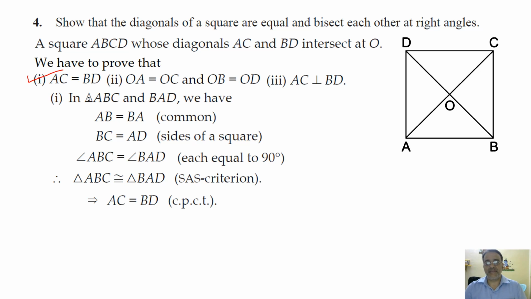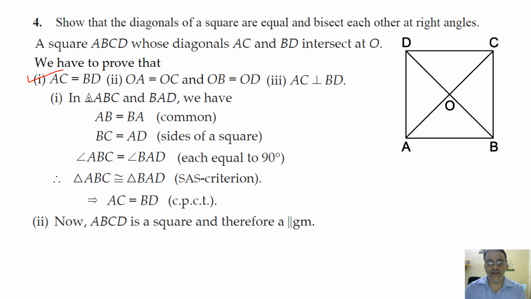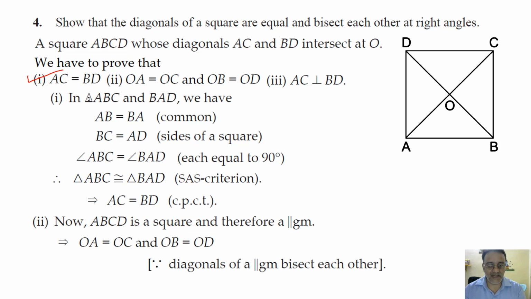Now second part. Second part के लिए, you tell me what is square definition. Square is a parallelogram whose all sides are equal and one angle is 90 degree. Very good. Square is a parallelogram in which all sides are equal and one of its angle measure is equal to 90 degree. So parallelogram hai, that means we know that in parallelogram diagonals bisect each other. So second part is also over. Any doubt in second part?